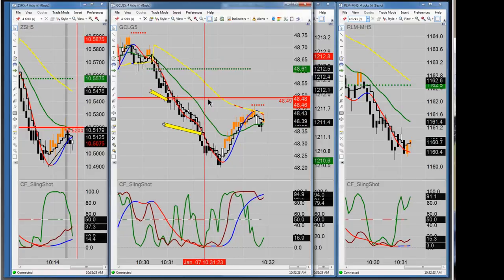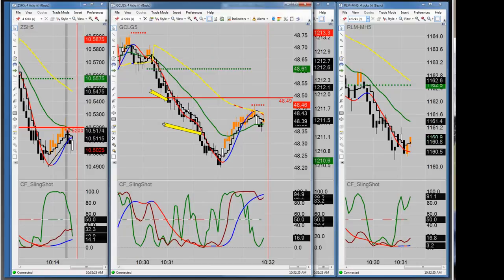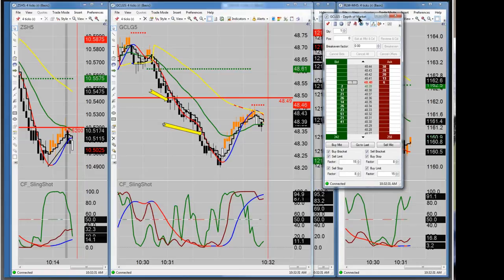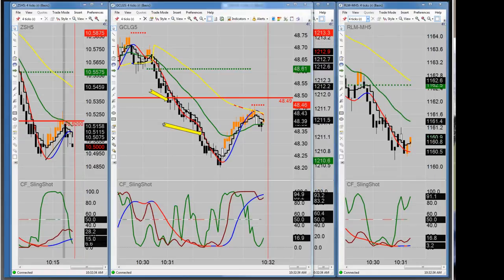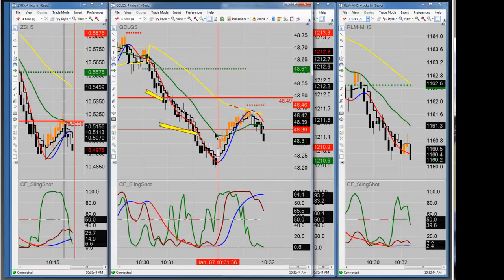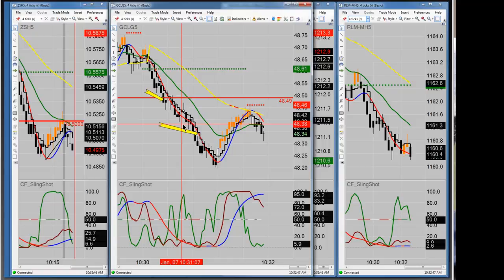Good. See, there was my bracket on the bottom. And I'm still short the soybeans too, guys, at 50.5. Right, there's a long trade right there if you wanted it on the crude that I'm not in at the moment.